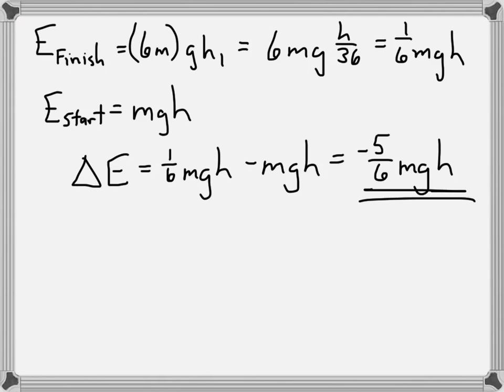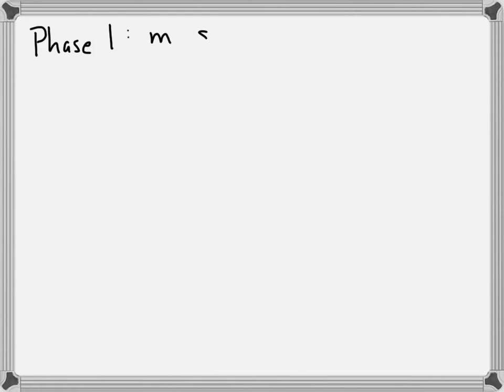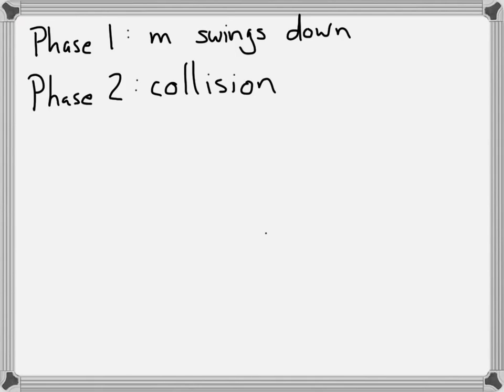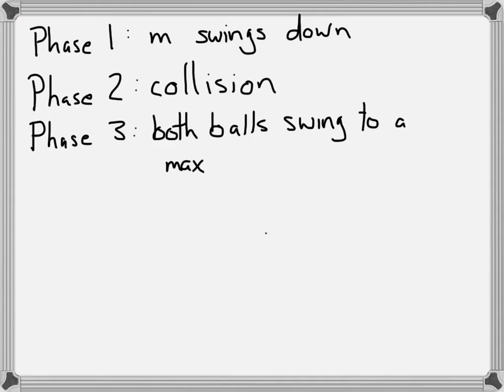Okay, problem number 5 is a similar process, but it's definitely worse than this one. I might be able to convince myself that I could put number 4 on there. I probably shouldn't have put number 5 on there. But it's the same process. Phase 1, we have the little m swinging down. Phase 2, we have the collision. And phase 3, we're going to have both balls swinging to a maximum height, but they're going to be swinging to different maximum heights since they're not connected anymore.